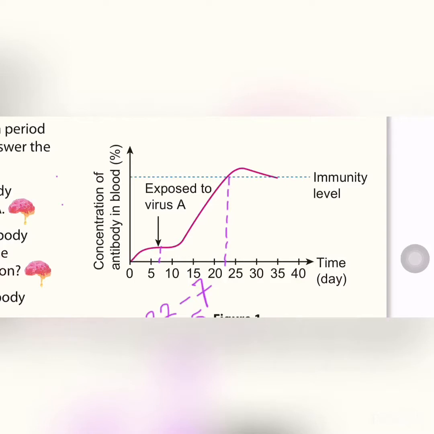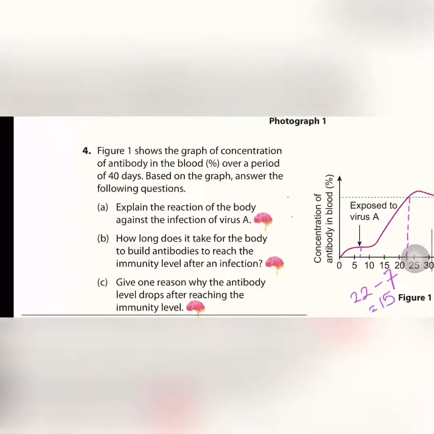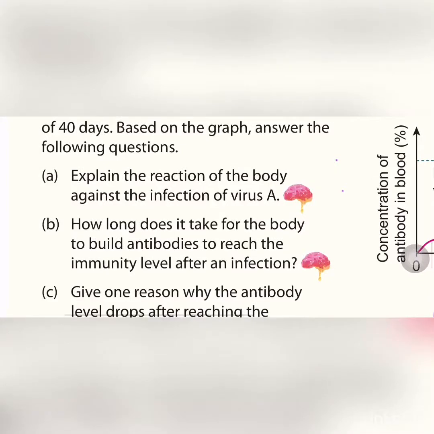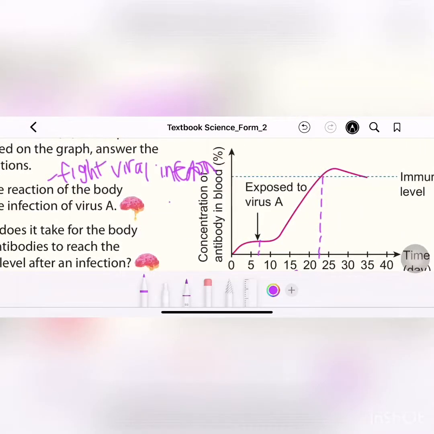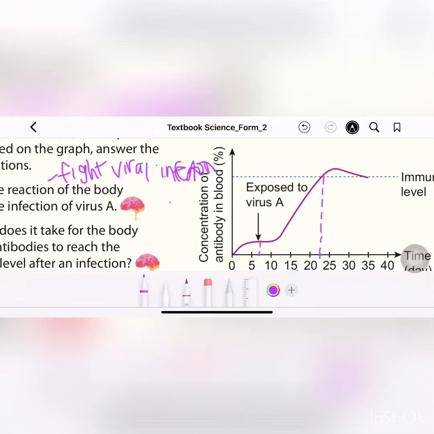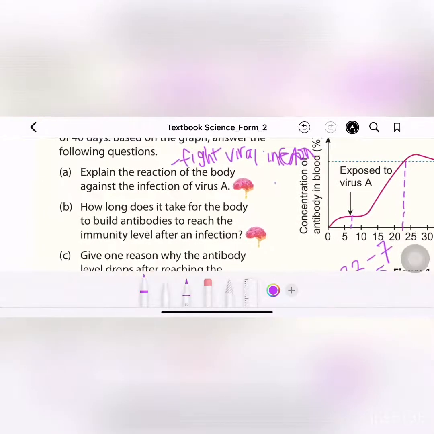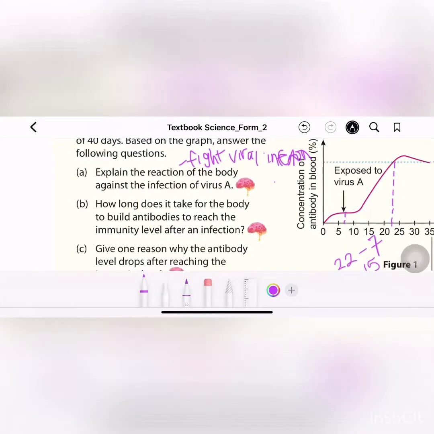So why does this antibody increase? Because they are fighting over something. There's infection in the body. So we go to the question. Explain the reaction of the body against the infection. The reaction of the body, meaning the body reacts to fight viral infection, by producing antibodies in the blood to kill the virus. That is why you see the antibody suddenly increases, because your body is reacting to fight viral infection. How? By producing antibody. Please write that down.